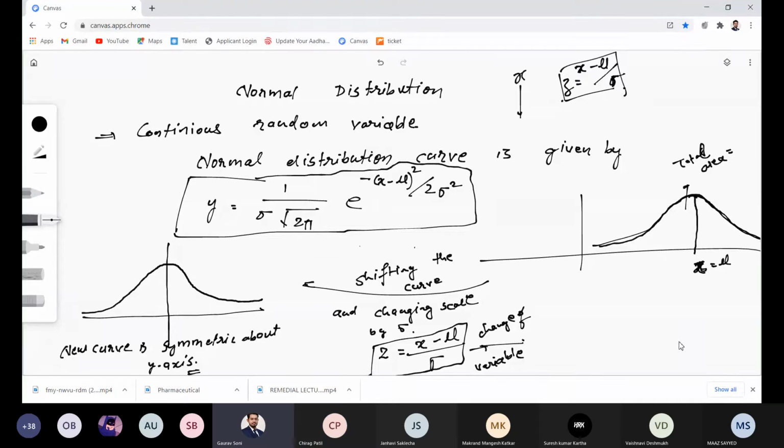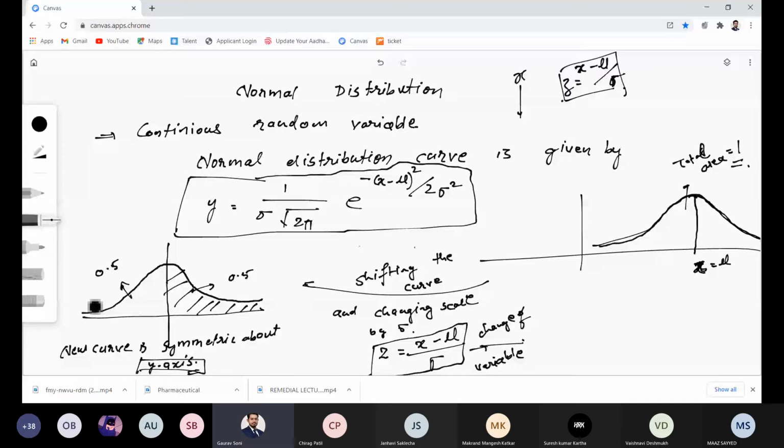Because total probability is always one, right? And area under the curve represents the probability for a continuous random variable. So the total area has to be equal to one. Now when I shift this curve, the curve is symmetric about the y-axis. So this much area has to be half, 50%. So this much area is 0.5. The left hand side area is 0.5.